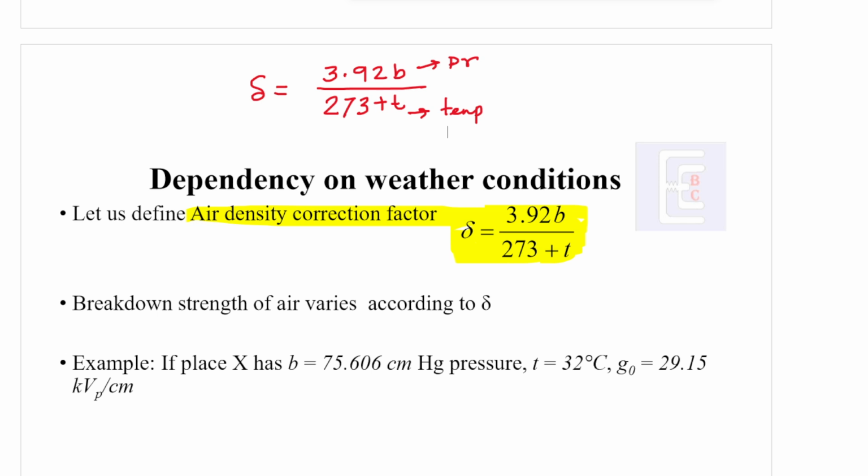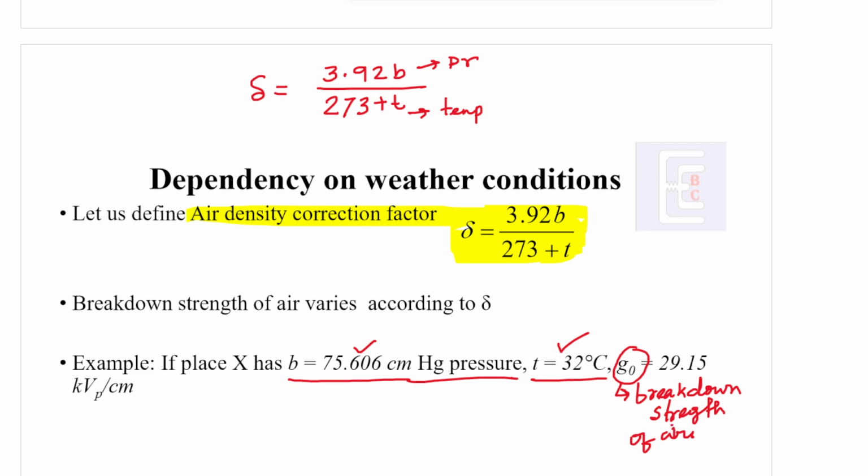Now I give you an example. Suppose a place X, any random place, has pressure equal to 75.606 centimeter of mercury and temperature equal to 32 degrees Celsius. Then what is G0? G0 is the breakdown strength of air. It is given as 29.15 kV peak per centimeter. It is not 30 kV peak here, but it has changed.